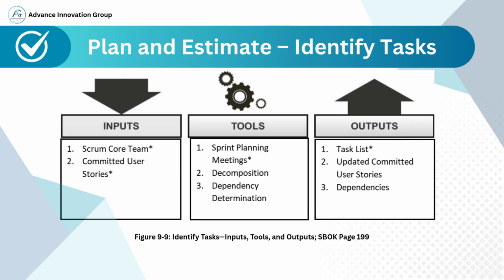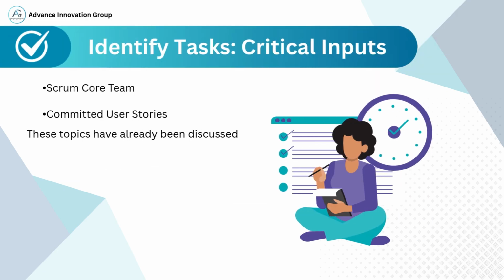Ultimately, this step lays the foundation for the team's execution plan. It brings visibility and structure to how the sprint goals will be achieved. In this section, we are focusing on the critical inputs required for the task identification process in Scrum. The first input is the Scrum Core team. This includes the Scrum Master, product owner, and development team.